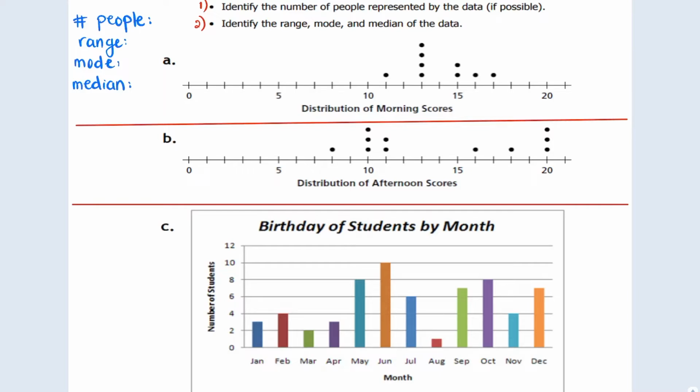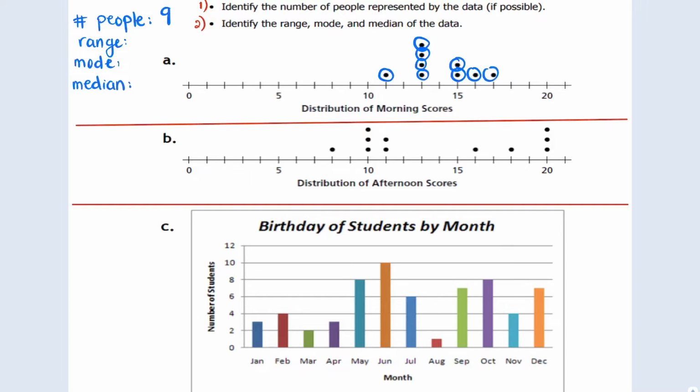First thing, identify the number of people represented by the data. I'm looking at the dot plot here for distribution of morning scores. Remember, each of these dots represents one person, or one data value. So when they're asking us the number of people represented by this data, we just need to count the dots. 1, 2, 3, 4, 5, 6, 7, 8, 9. There are 9 people in total for graph A.